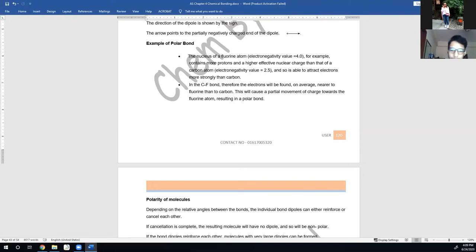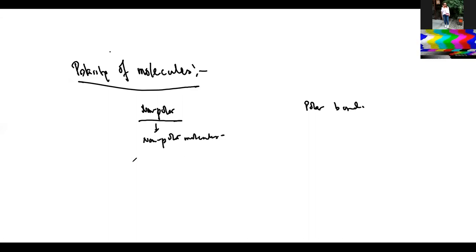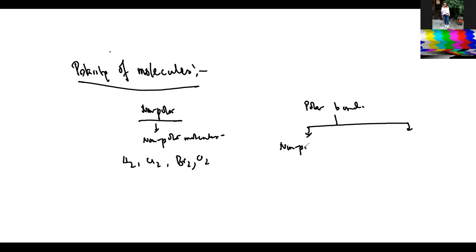Okay. So, polarity of molecules. At first we knew that there are two types of bond: non-polar bond and polar bond. Non-polar bond will always give rise to non-polar molecules. For example, H2, Cl2, Br2, O2, diatomic molecules are usually non-polar. Now, polar bond can also give rise to non-polar molecule and polar molecule.